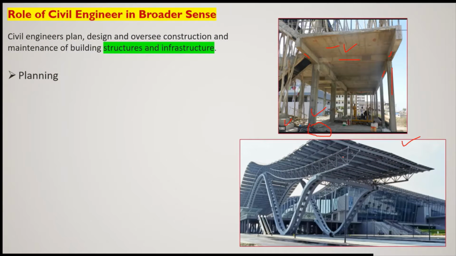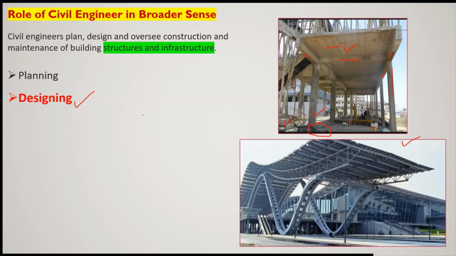Now the very first step is planning. Planning means, let us say you are given a plot and a plan to construct a residential building or a commercial building, any type of structure. So the very first step is you have to plan. Plan means where you will be installing, or you can say placement of, the columns, footing, or other components of the structure. Then another important aspect, that is design.